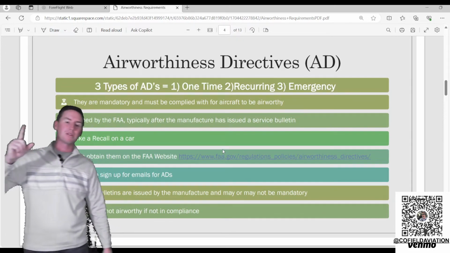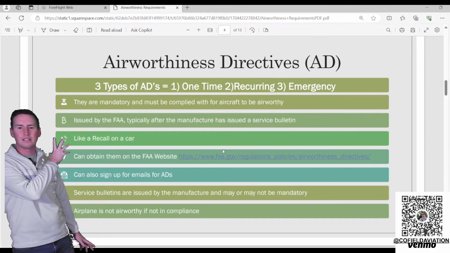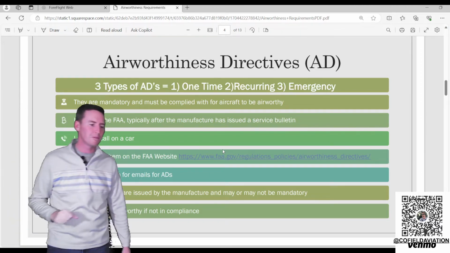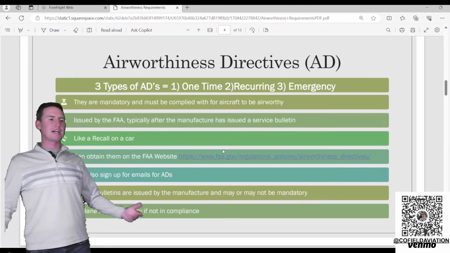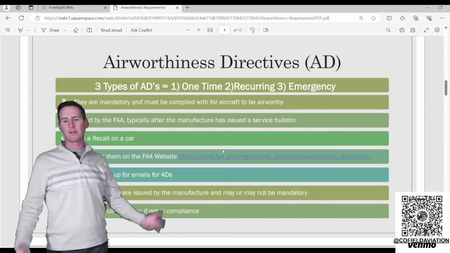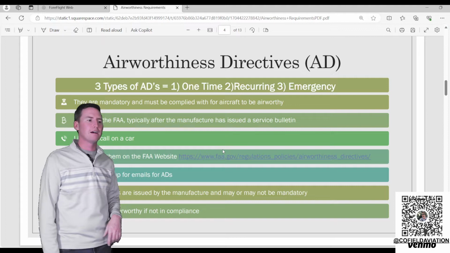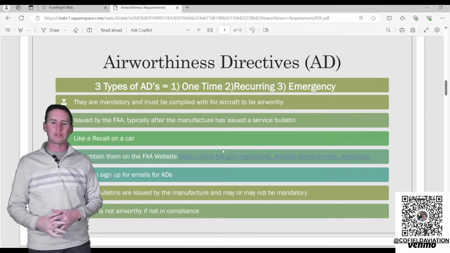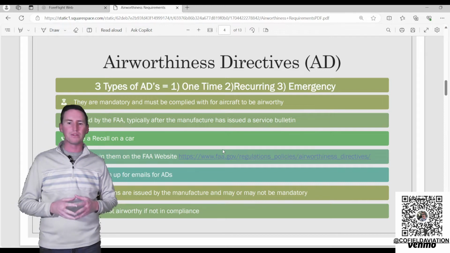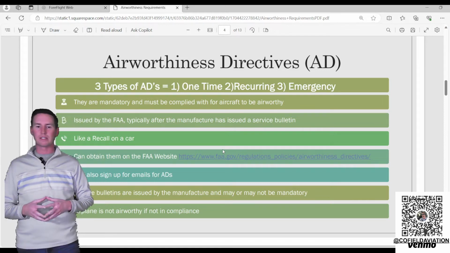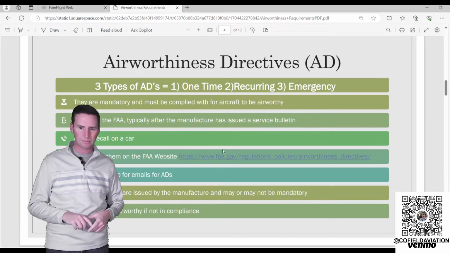The way I want you to remember this is it's like a recall on a car. That's the easiest way to remember it. They're usually written in blood, right? So something happens, an accident happens, or it's a bad part, or something that is very dangerous. The FAA will issue an airworthiness directive to ensure that you fix it. So if you don't fix it, then the airplane is not airworthy. It's the same thing as not doing an annual inspection or whatever.